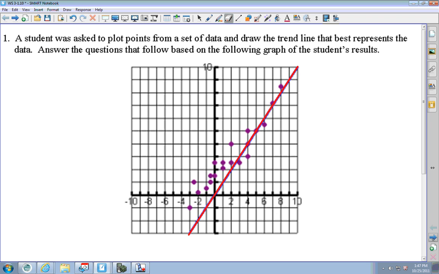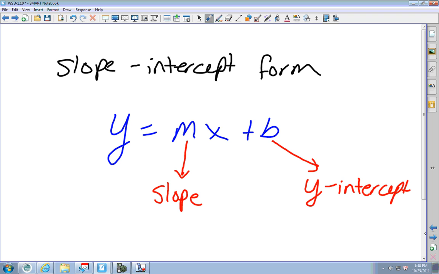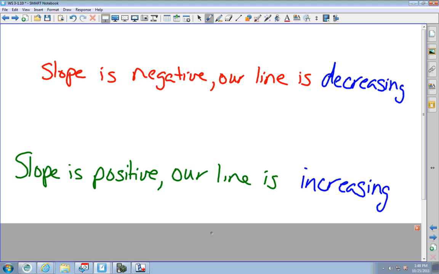First off, before we go on and look at any of these worksheets, I want to talk about what the linear parent function is. Remember, the linear parent function is y equals x, or we can write it as f of x equals x, because y equals and f of x equals basically mean the same thing. We're both talking about the dependent variable. Next, we have the slope-intercept form, y equals mx plus b, where m is the slope and b is the y-intercept. I want to remind you that when the slope is negative, your line is going to be decreasing. When your slope is positive, your line is going to be increasing.